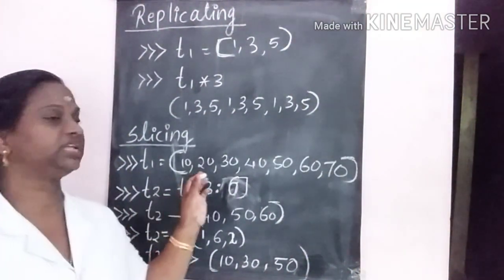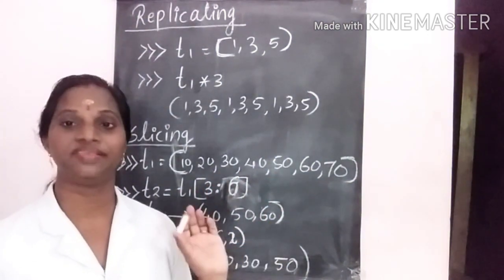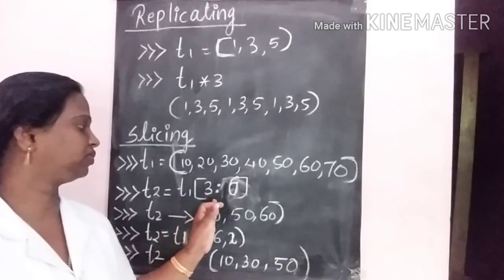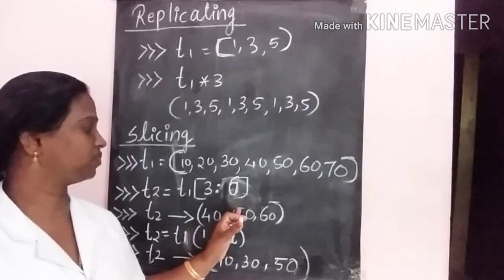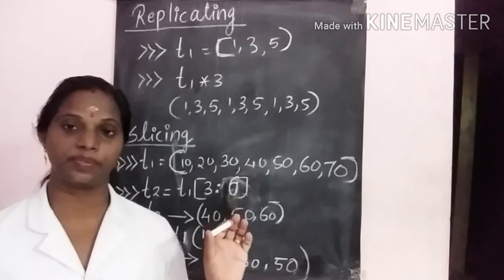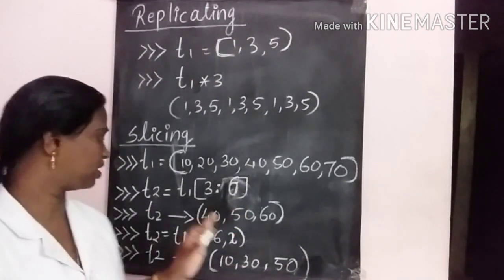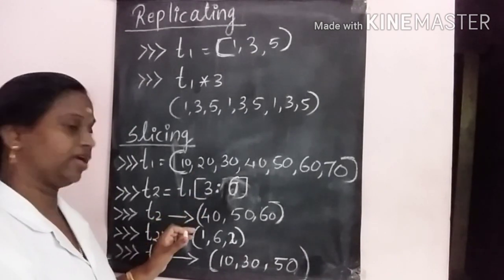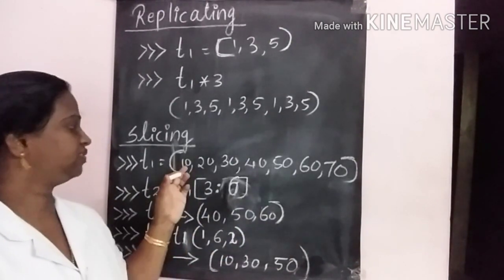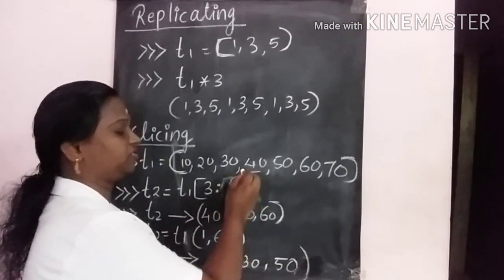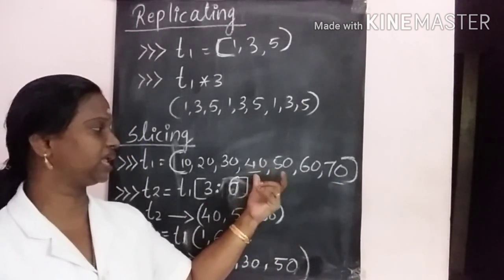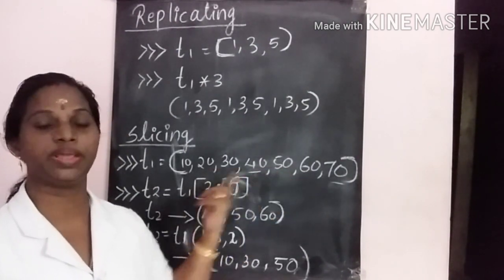See here, T1 is equal to 10, 20, 30, 40, 50, 60 and 70. So this tuple is assigned to T1. Then T2 is equal to T1 of 3 colon 6. 3 colon 6 means it will read from position 3 to 5. That many elements will be assigned to T2. So when you print the tuple T2, you will get 40, 50 and 60, because here 0, 1, 2, 3, this is the third position, then 4, 5, 6, this is the sixth position. So it will take only these values and assign them to T2.